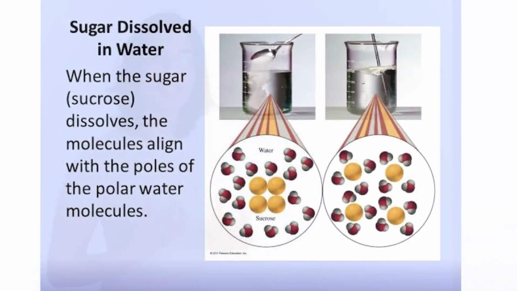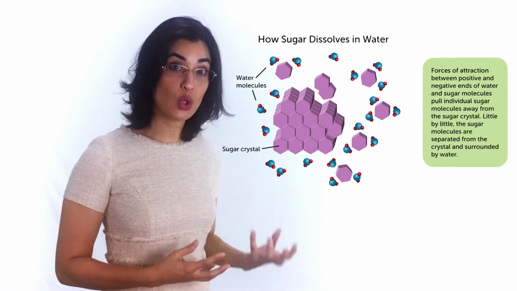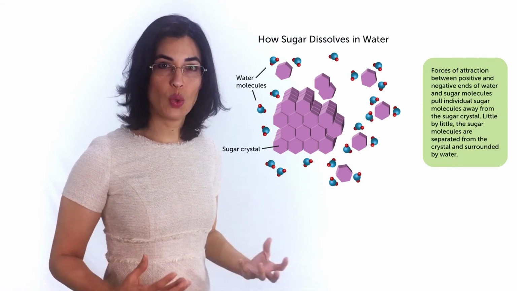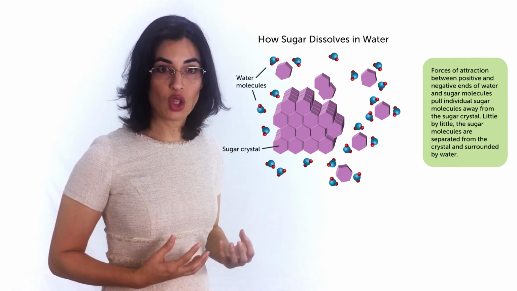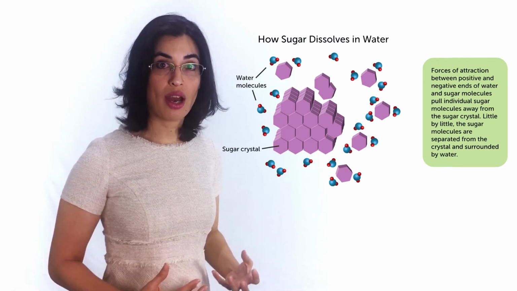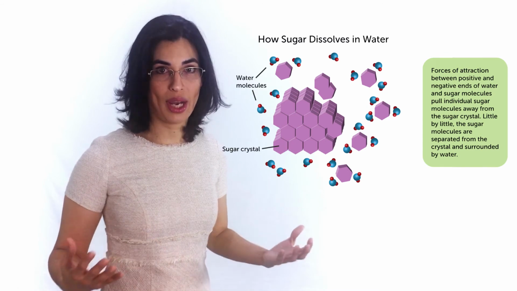Sugar, for example, dissolves easily in water because both sugar and water are polar molecules. The negative end of the water molecule pulls on the positive end of the sugar molecule, and the positive end of the water molecule pulls on the negative end of the sugar molecule. This causes the sugar to break apart and mix with the water molecules. Atoms of a polar molecule share the valence electrons unequally.